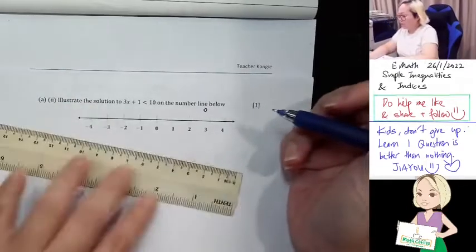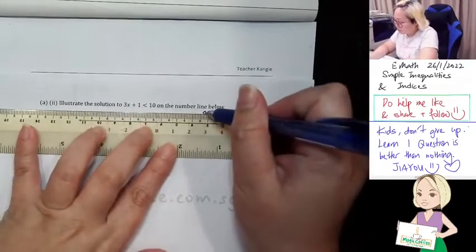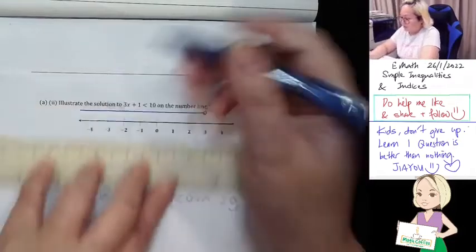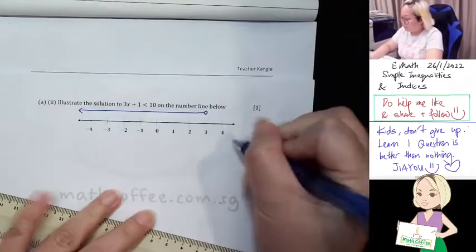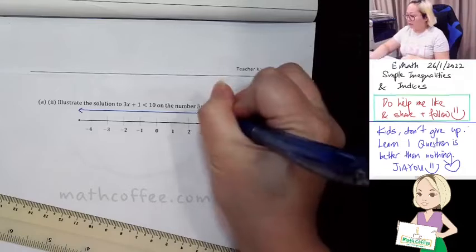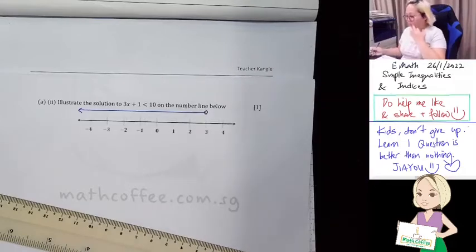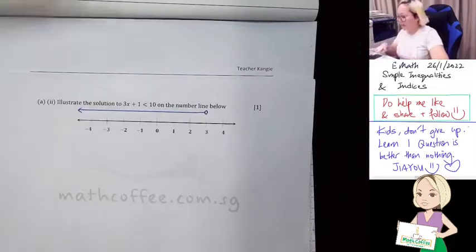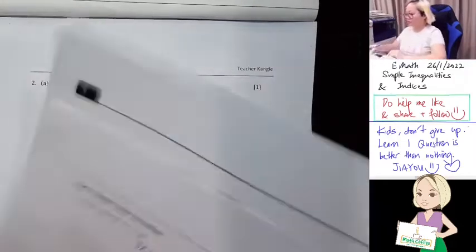Less than 3 means to the left hand side. So you will just draw from here an arrow to here. This is the range, and this is the answer, that's all. If there's an equal, then you need to shade this one. So it's just like that, simple. Okay, let's move on.